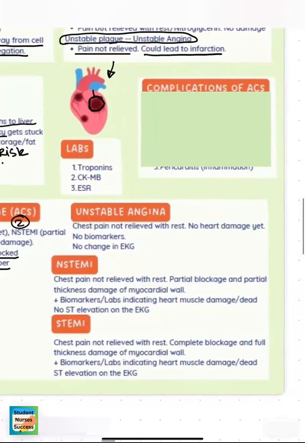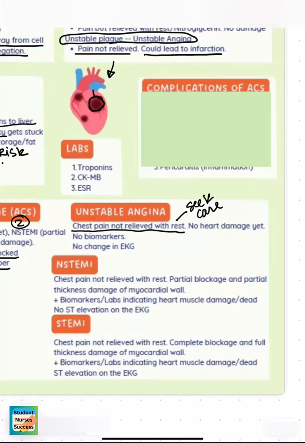Let's talk about the three types of acute coronary syndrome. The first is unstable angina. Now, unstable angina is usually from an unstable plaque. So, this plaque is blocking an artery, and this unstable angina is causing chest pain that is not relieved with rest. So, we do need to seek care.